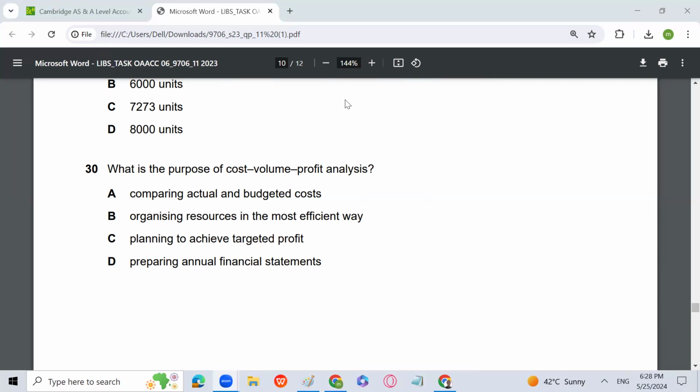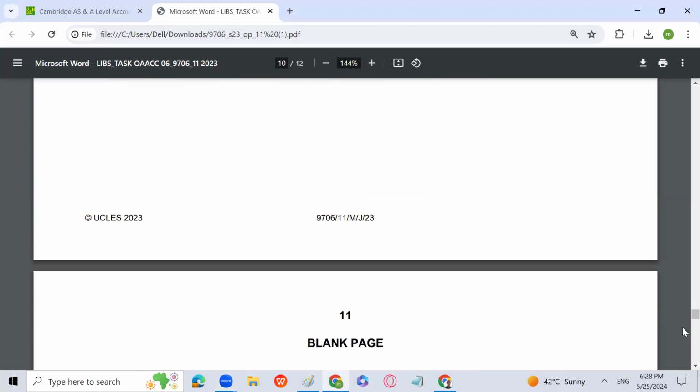C is the answer. Planning to achieve targeted profit actually. Because what we do, we change cost, we change volume, and we see the effect on profit with the change in cost and volume. So it means that we want to achieve a particular profit which is not yet achieved. This is how we will be able to handle this question.